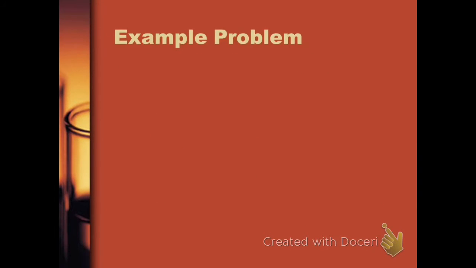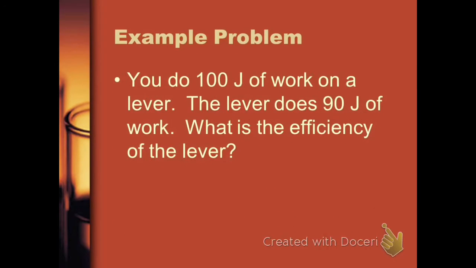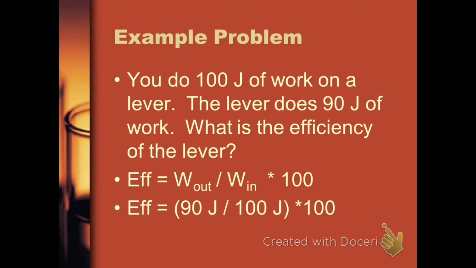Let's look at a couple sample problems for efficiency. So say you do 100 joules of work on a lever. The lever does 90 joules of work. What's the efficiency? This is the most basic problem you can have. The work that the machine does, 90 joules, divided by the work that you do, 100 joules, multiply it by 100 to make it a percent, it's 90% efficient. Another way to think of efficiency is it's the grade of the machine, right? Like you get a 9 out of 10 on a quiz, you got a 90%. This machine did 90 joules of work, but you were expecting 100 because that's what you put in, 90% efficient.